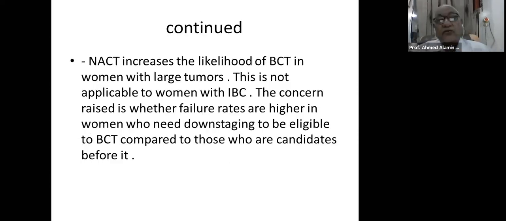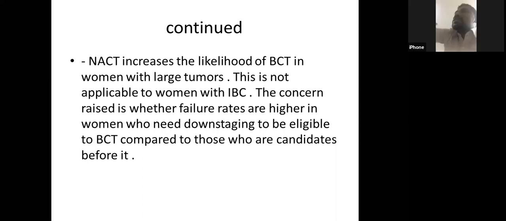Neoadjuvant treatment increases the likelihood of breast conservation, but not for women with inflammatory breast cancer. In inflammatory breast cancer, even if the tumor disappears completely, the treatment is total mastectomy, and there is no place for conservative or breast conserving surgery in inflammatory carcinoma.